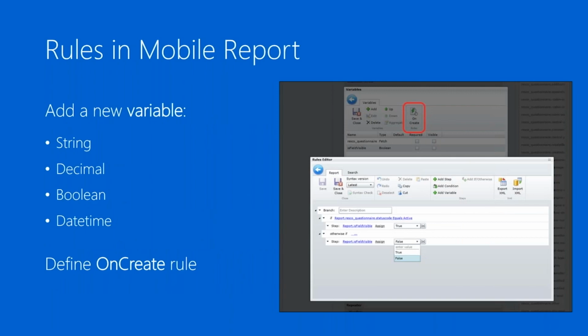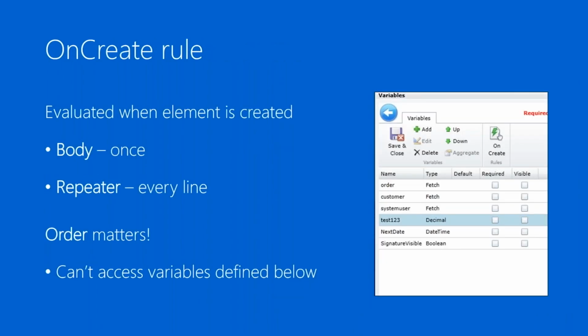For that, we have created rules in mobile reports, very similar to the rules you know from forms or from views. And to activate the rules, you just have to add a new variable, one of the 4 types that we have here, and then define the onCreate rule. The onCreate rule is evaluated when the element is created. So you go into the body section or into the repeater section, and there you can define the variables and define the rules. So when the body is created, your variables will be created and the onCreate rule will fire.